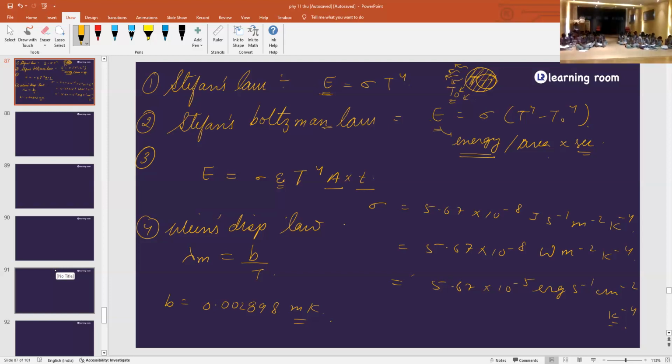Understood, sir. These are easy. You just have to directly use it. They'll be asking you, if at 20 degrees Celsius the energy is E, then what will be the energy at 40 degrees Celsius? So questions will be like this. If total area is A, temperature is this, calculate the energy like this. All the data will be given to you. Got it?